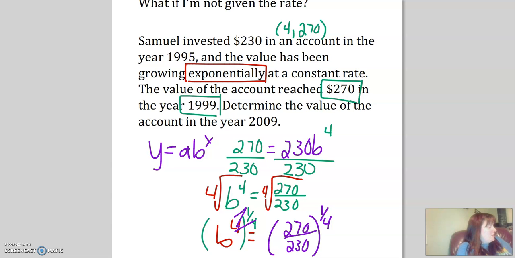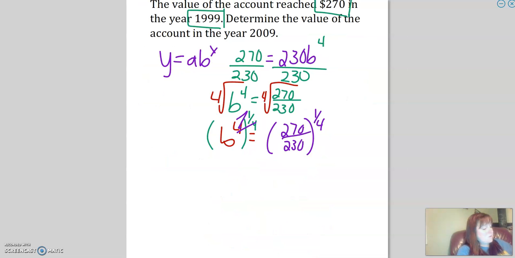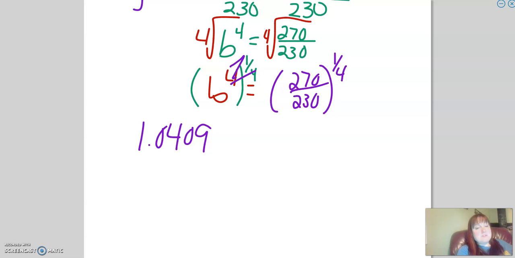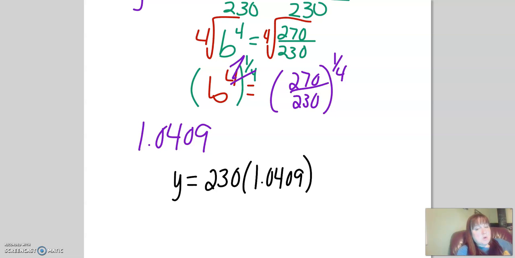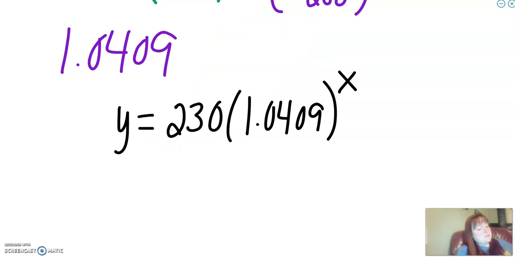So that I got 1.0409. So that's my rate of change. This is how much it's changing. This is my b value. Okay, so I can come back to my function and I can write y equals 230 times 1.0409. Now again, I would store that value in your calculator. I wouldn't just write down a rounded value, but store that. And so that's the rate that it's changing at, about 4.1% a year, to the x.